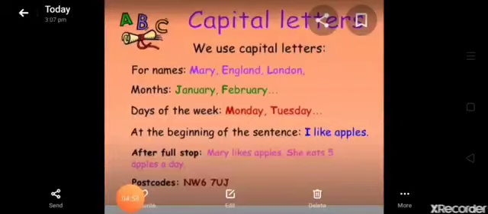Here are some examples we are going to read again. For names, we use capital letters. Months, we use a capital letter. Days of the week, we start with a capital letter. At the beginning of the sentence, and for I, we always write in capital. After a full stop, every sentence will start with a capital letter.